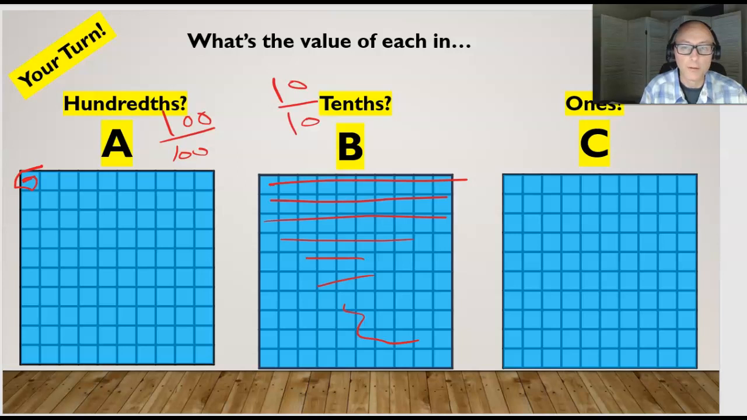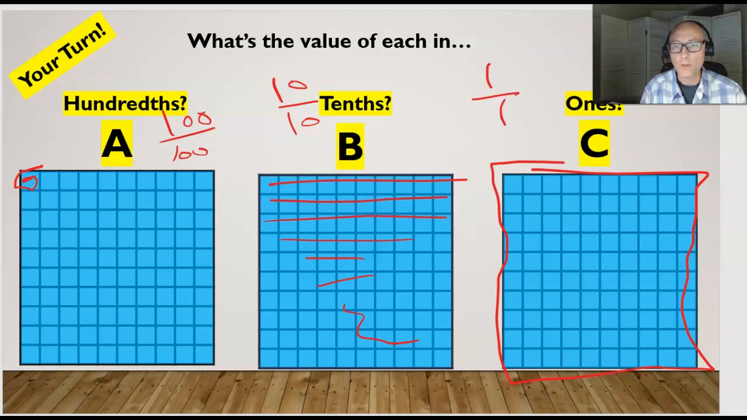10 over 10. Ones. This is just one one. This whole thing is one, so it's just one one. What is one one? Well, one one is one. One divided by one is one. What's 10 tenths? Well, 10 divided by 10 is one. What's 100 hundredths? 100 divided by 100 is one.